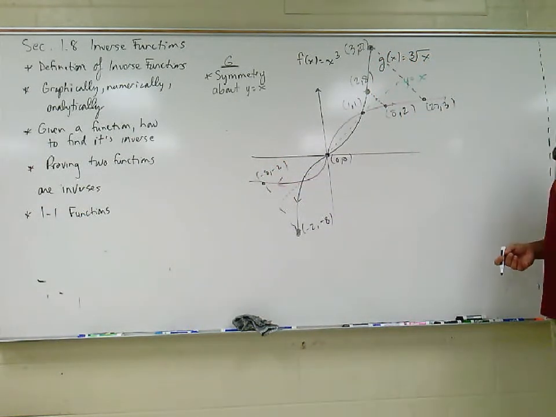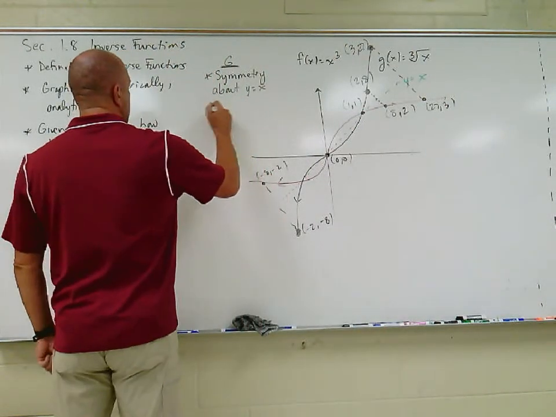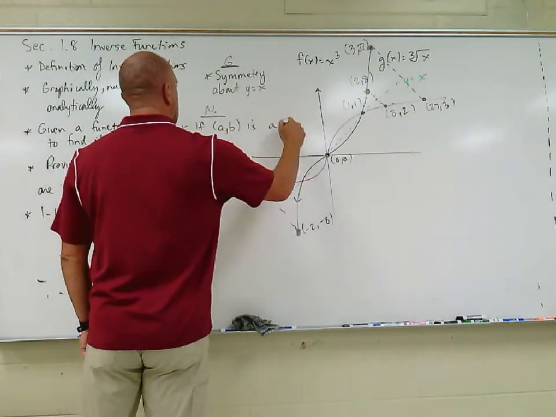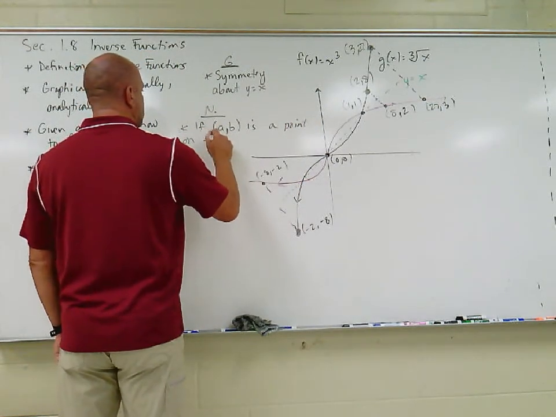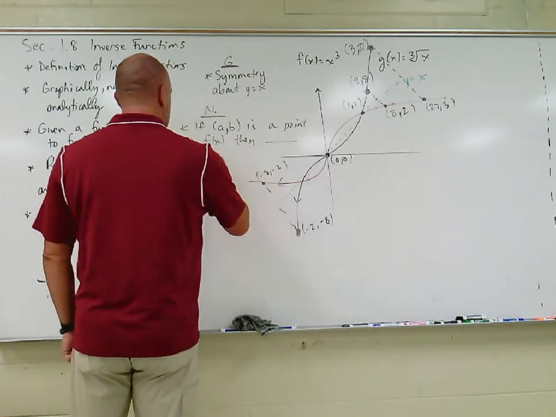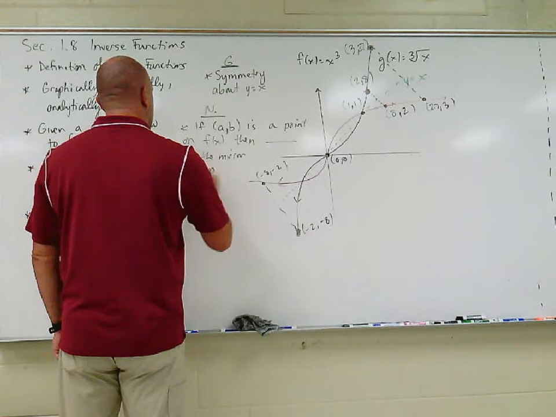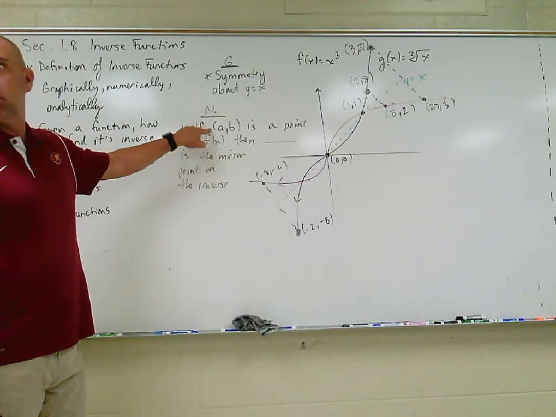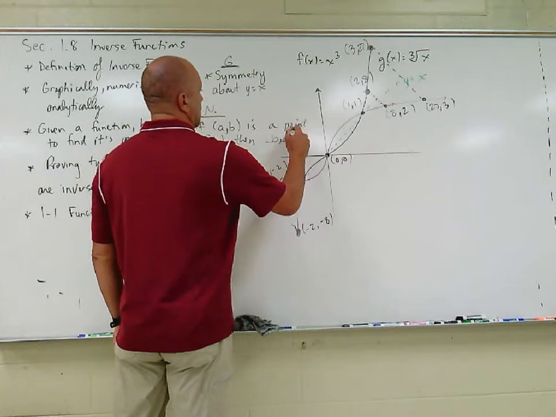All right, so let's do this a little differently. Let's look at it numerically here. So numerically, if (a, b) is a point on a function, we'll just say on f of x, then blank is the mirror point on the inverse. So I've left it blank. If (a, b) is a point on a function, then what's the mirror point? (b, a). There's your numerical.